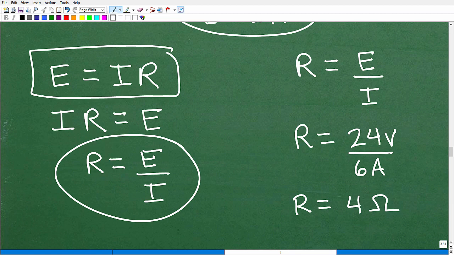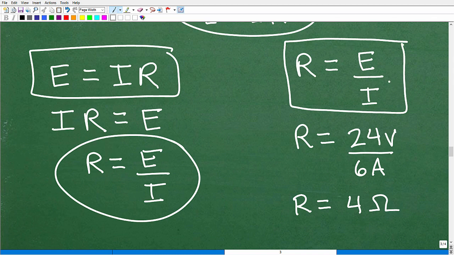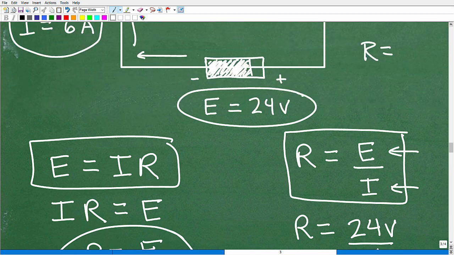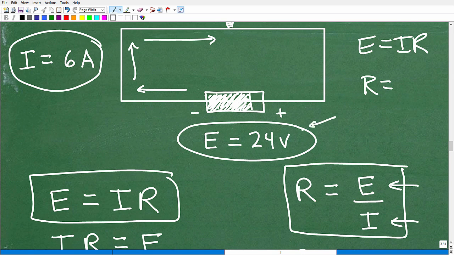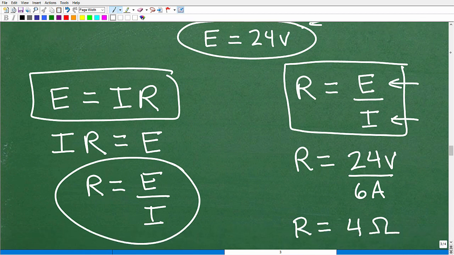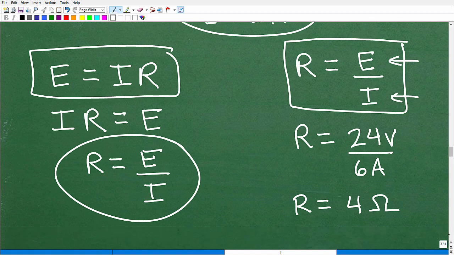We already talked about how we can think about that basic algebra. This is the form of the equation that we need. E, again, is voltage, and I is the current. Let's go back and review. The voltage of this circuit was 24 volts, and the current was 6 amps. So we just plug in our values. Make sure you write your work out. Don't rush through the problem.